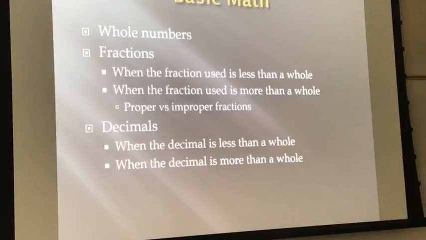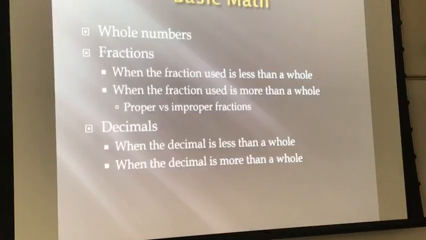So whole numbers, you know what a whole number is? A whole number is like 1, 2, 3. It's a number on the left-hand side of the decimal, or a number that, if it has a fraction with it, is the number that's not fractionized. So fractions are when you've got a number less than a whole number, and when a fraction is used, it's more than a whole number.